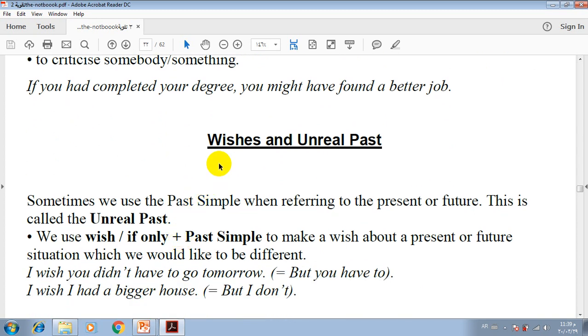Now let's go to another rule, wishes and unreal past. Sometimes we use the past simple when referring to the present or future. This is called the unreal past. We use wish or if only plus past simple, and I told you before the past simple is the second form of the verb, to make a wish about a present or future situation which we would like to be different. Like you see in the example, I wish you didn't have to go tomorrow. But here in the example, you have to go tomorrow. I wish I had a bigger house. But he wants to say, but I don't. I don't have a bigger house.